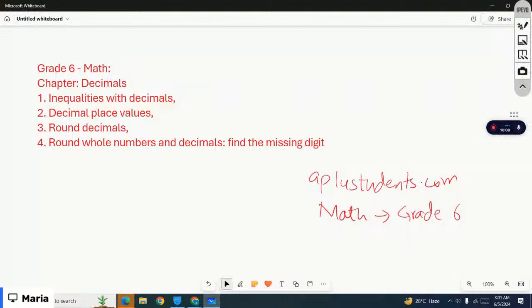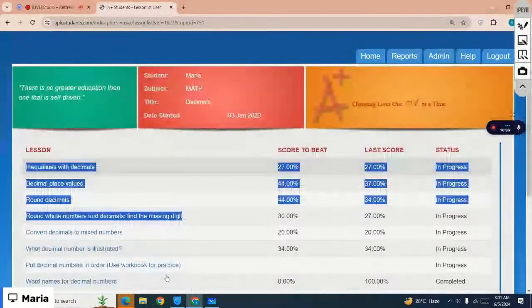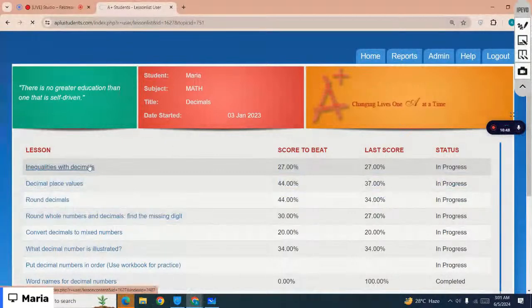We're going to start with the chapter decimals. The lessons we're going to cover today are inequalities with decimals, decimal place values, round decimals, round whole numbers and decimals, and find the missing digit. So please make sure you have your notebook and pencil so that you can note down the important examples and definitions as well, right? Here I'm on grade 6 math. The chapter we are on right now is decimals. Let's just start with the first lesson, that is inequalities with decimals.